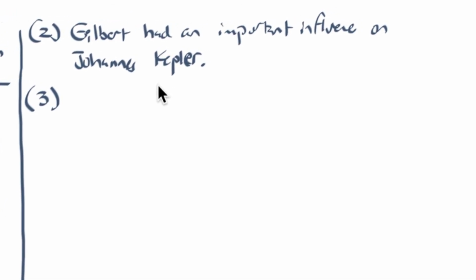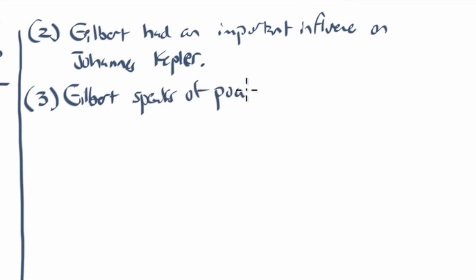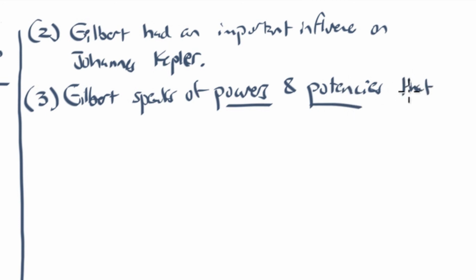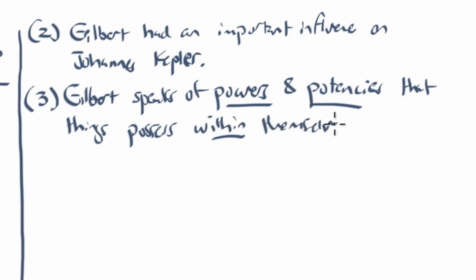Okay? Another point that I'd like to make, and this is going to be an important point, is that Gilbert speaks of powers and potencies, or potentials, potencies that things possess within themselves, that allow them to act.